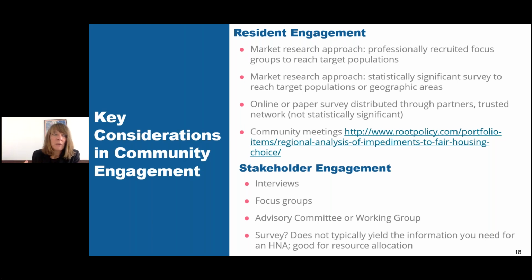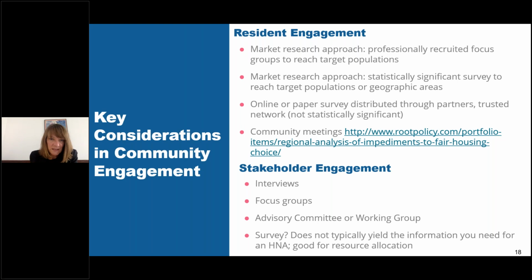For a survey, we don't do a ton of stakeholder surveys unless we're doing HUD entitlement work, because it typically doesn't yield the information you need for an HNA. It's really good to ask stakeholders, however, about resources. So how would they prioritize resource allocations?